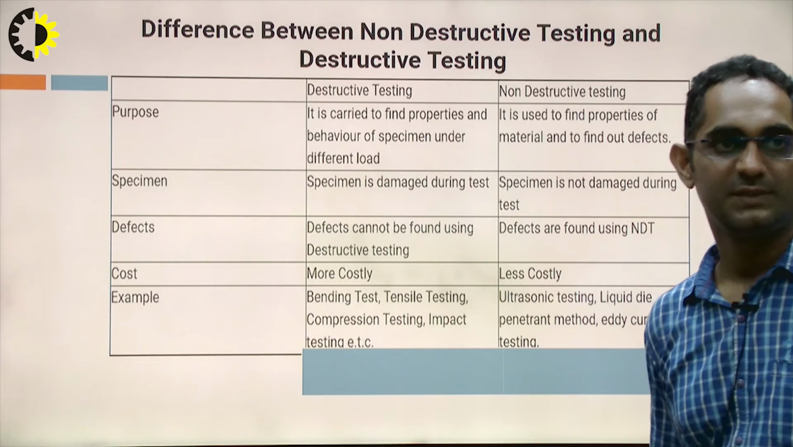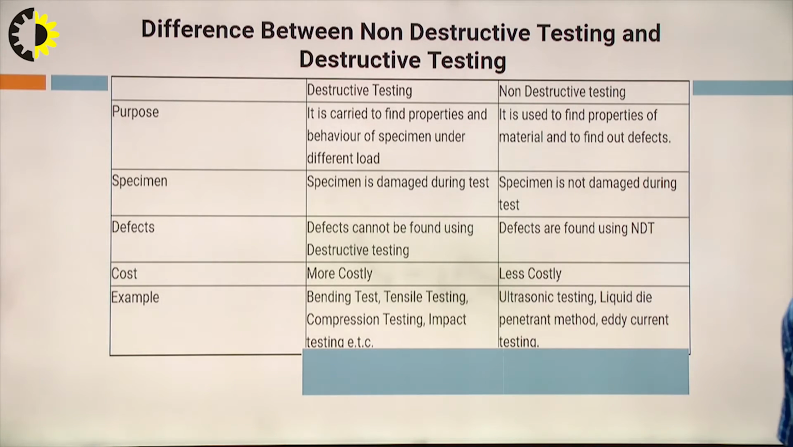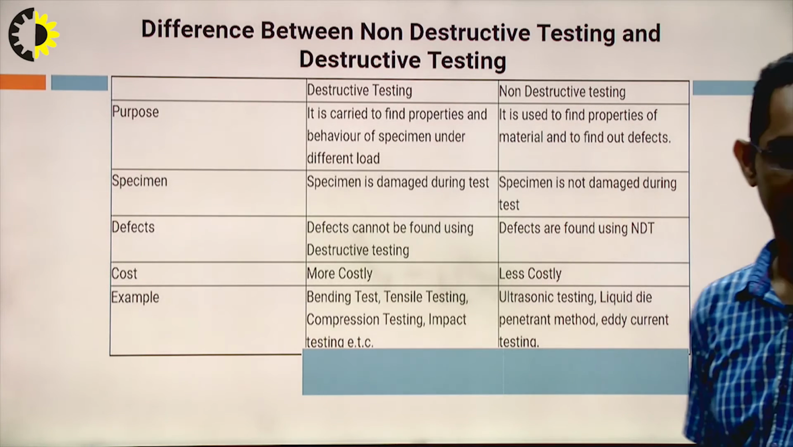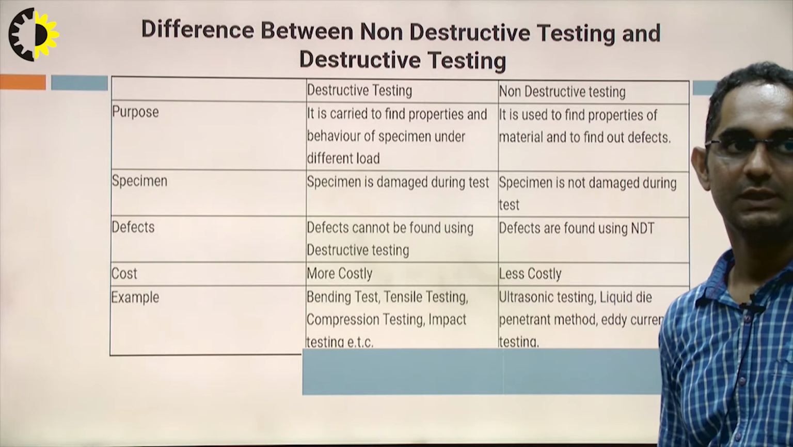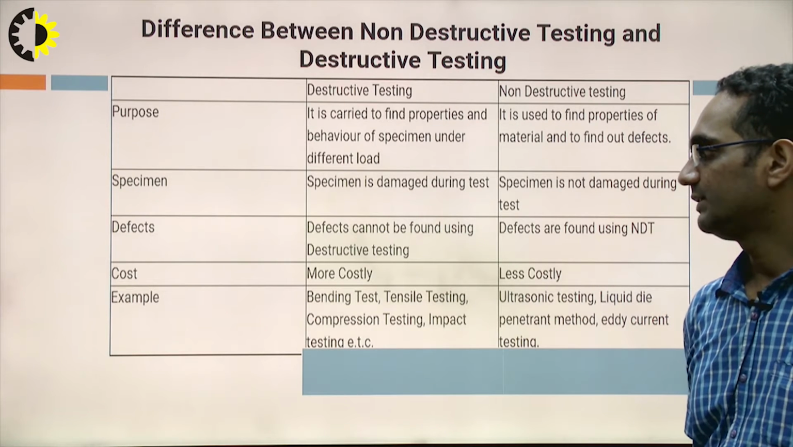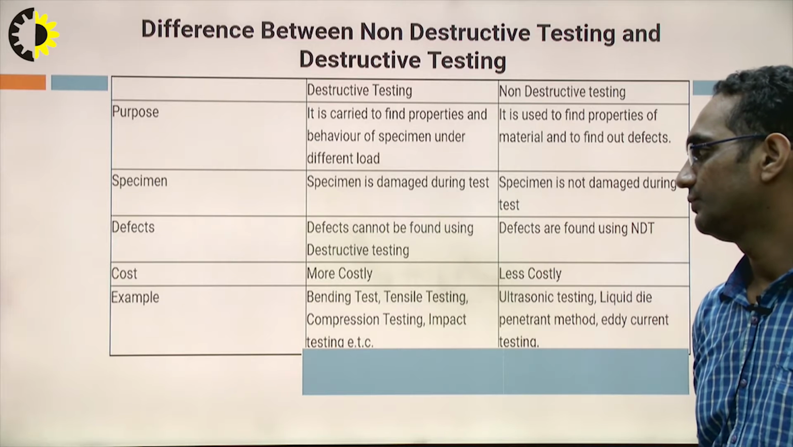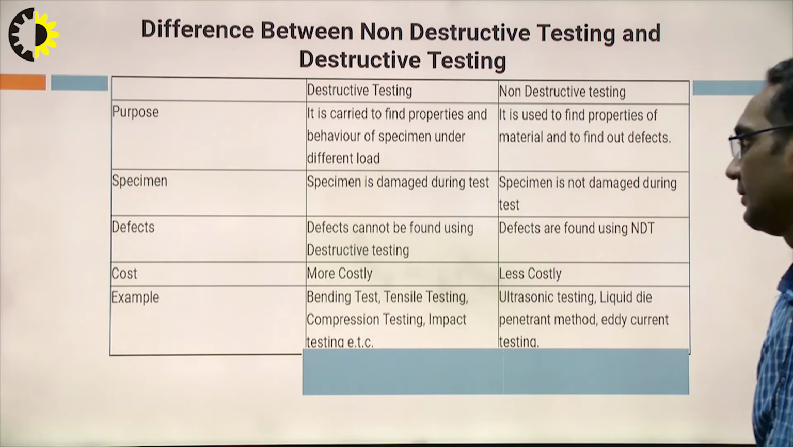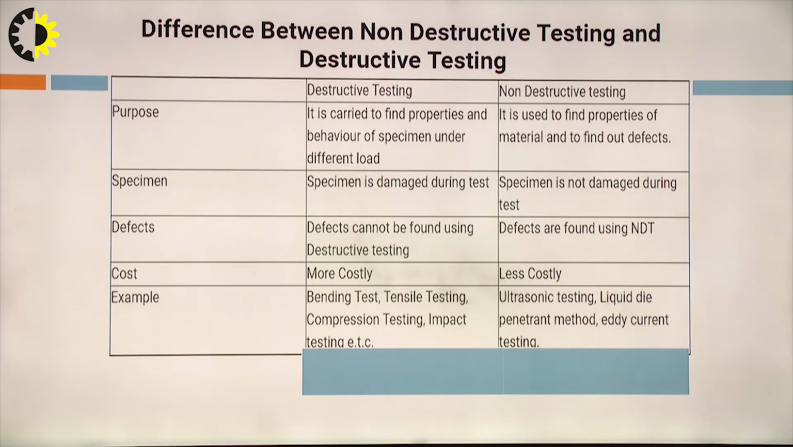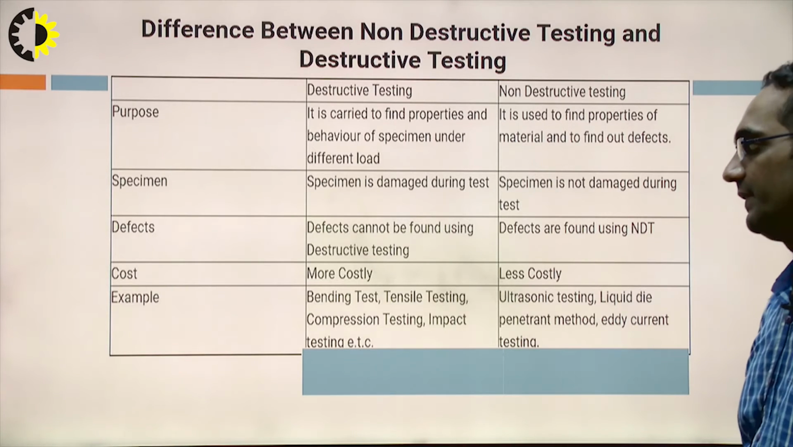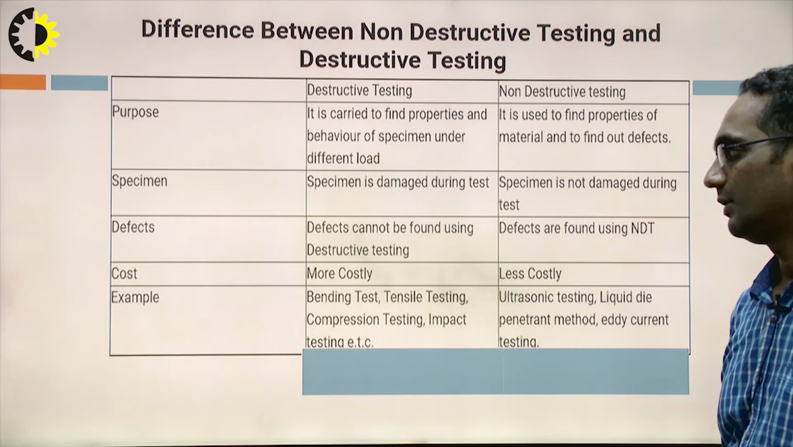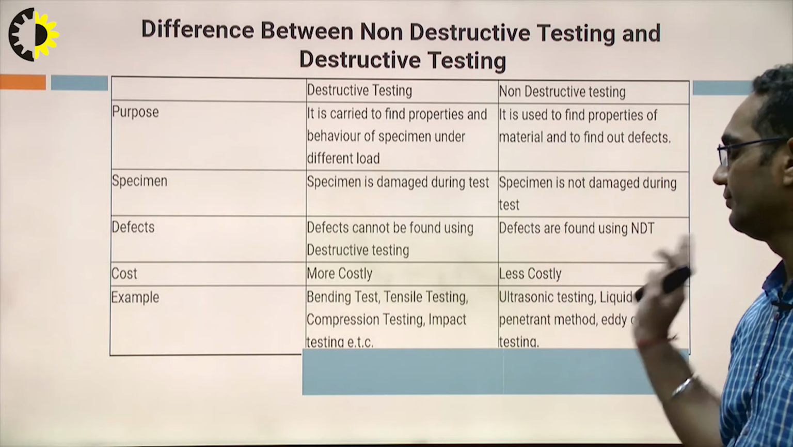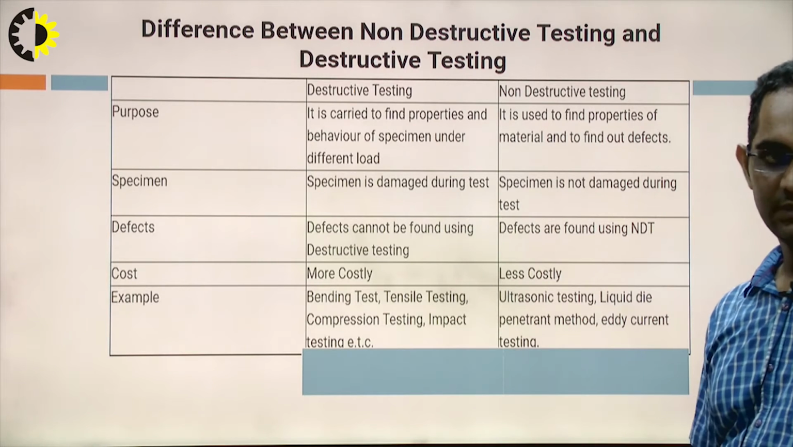Then, the specimen is damaged during the test in destructive testing, while in non-destructive testing the specimen is not damaged during the test. Defects cannot be found using destructive testing, and defects are found using non-destructive testing.